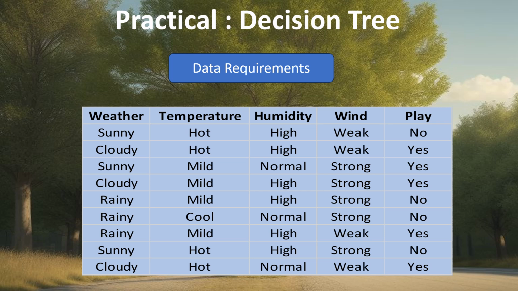Data available is as follows. Weather sunny, temperature hot, humidity high, wind weak, and expected no, which means not to play. Weather cloudy, temperature hot, humidity high, wind weak, and expected yes, which means to play. And so on. Hope you understand the problem statement and the data.